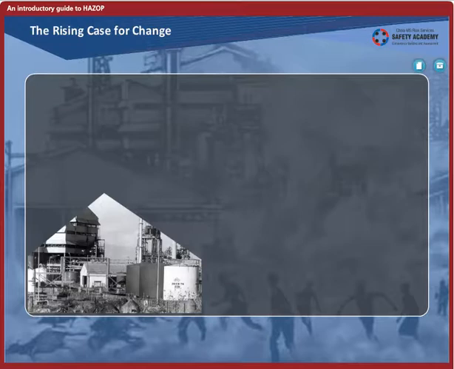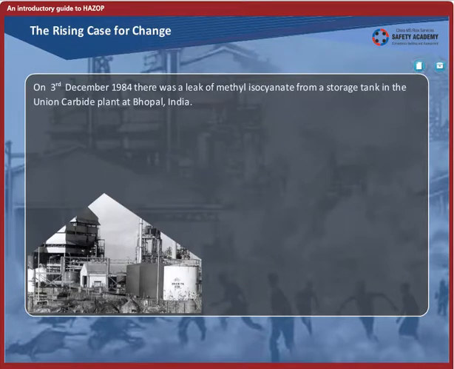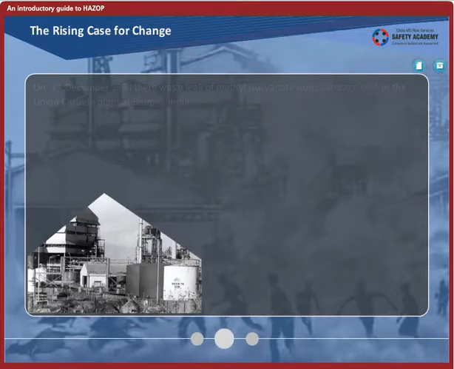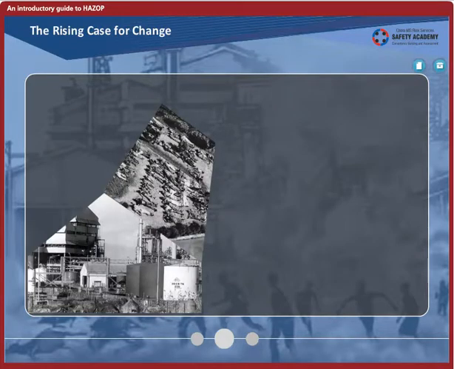Many of you are already familiar with this case by now. As you perhaps know, on 3rd December 1984, there was a leak of methyl isocyanate from a storage tank in the Union Carbide plant at Bhopal, India. The vapor spread beyond the plant boundaries to a shanty town which had grown up around the plant. Over 2,000 people were killed within hours.